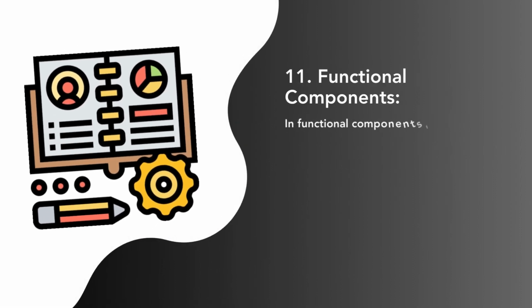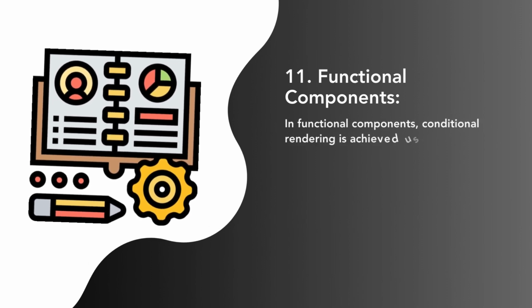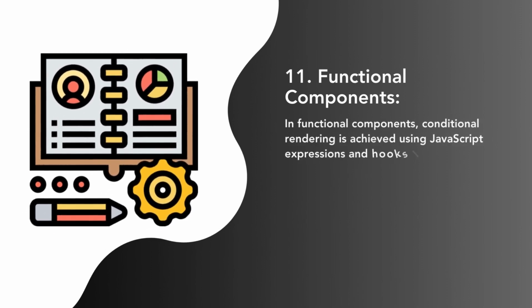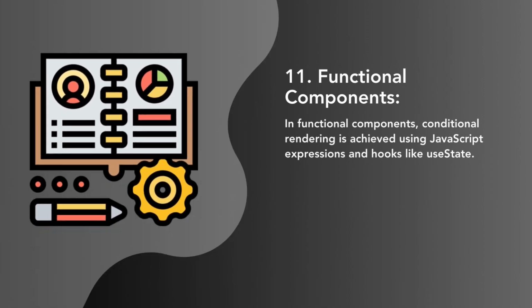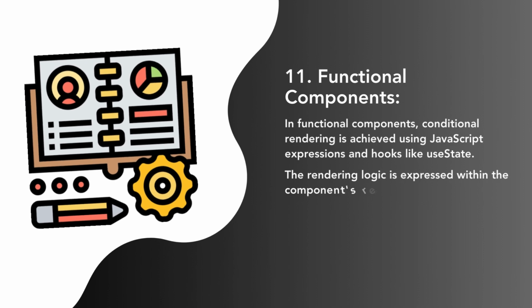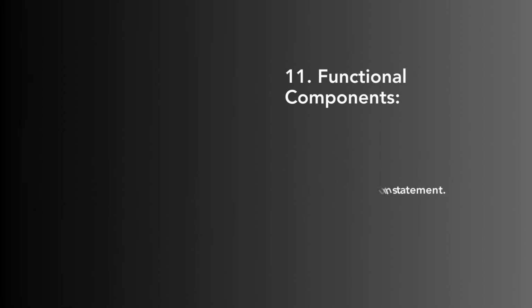Functional components. In functional components, conditional rendering is achieved using JavaScript expressions and hooks like useState. The rendering logic is expressed within the component's return statement.